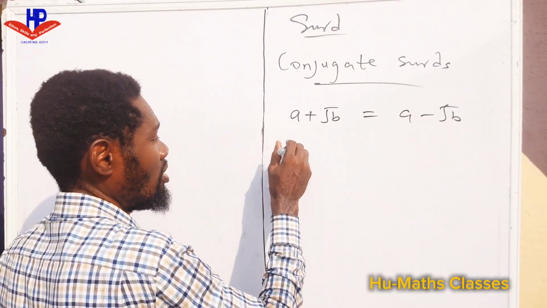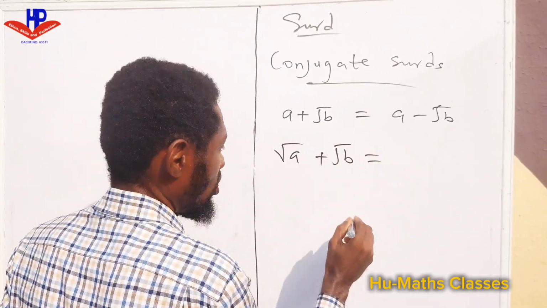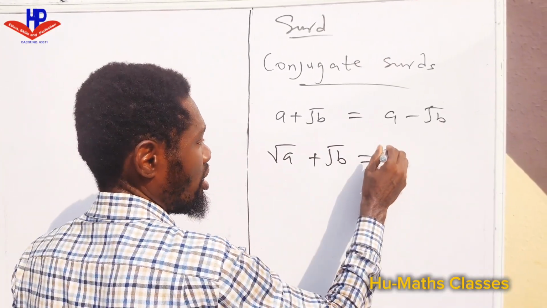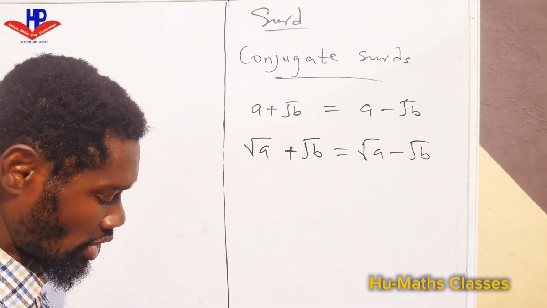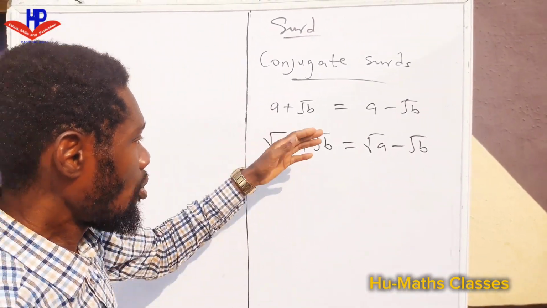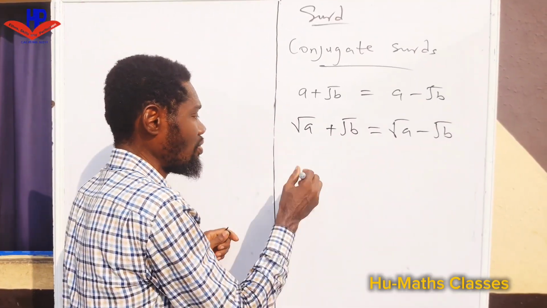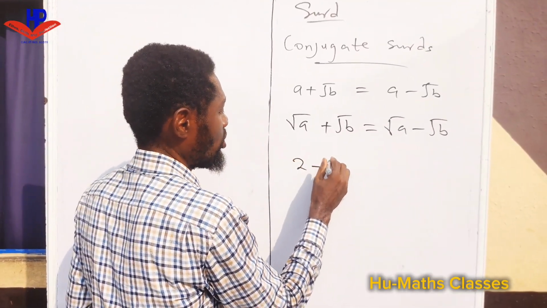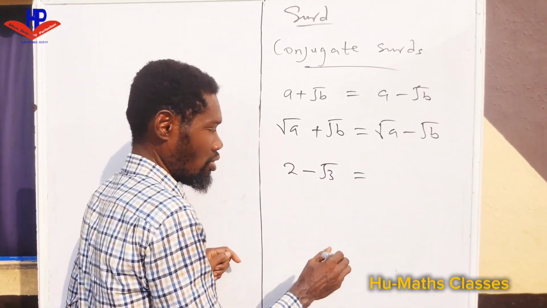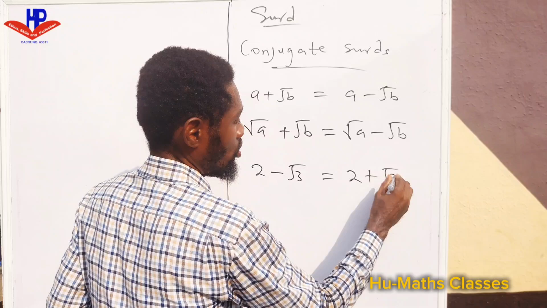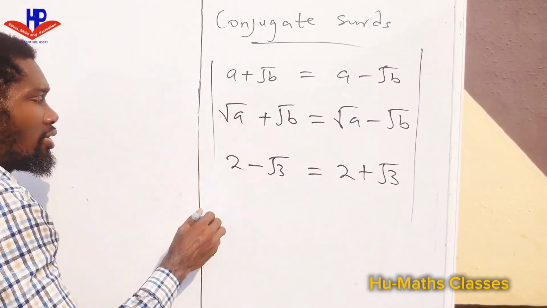So we have root a plus root b. The conjugate of this type of surd will be root a minus root b. That is the conjugate. So the opposite surd is called a conjugate. If what you have here is minus, like you have 2 minus root 3, the conjugate of 2 minus root 3 will be 2 plus root 3. So this part is called a conjugate of this other surd.